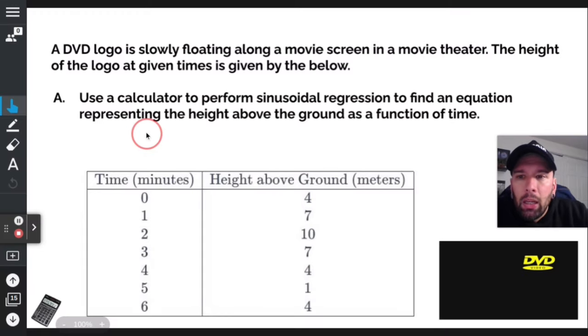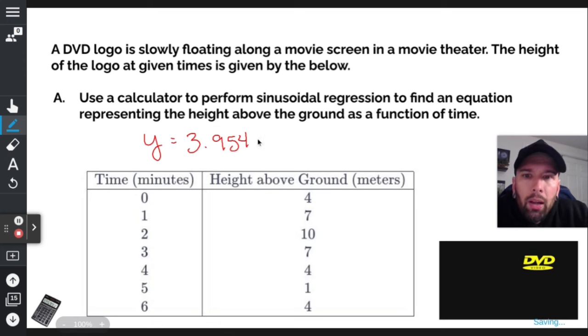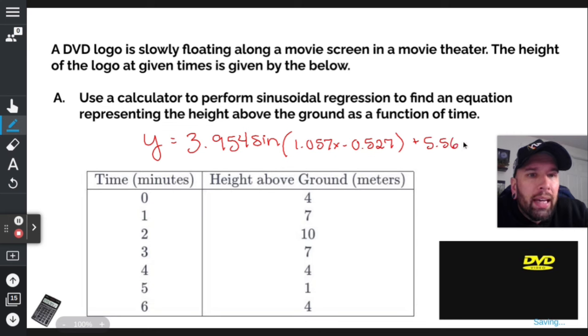Let's write that out. All right, so that equation ended up being y equals 3.954 sine parentheses 1.057x minus 0.527 plus 5.569. So there's your equation. Sine reg. I hope we don't sin reg. Meaning regularly.